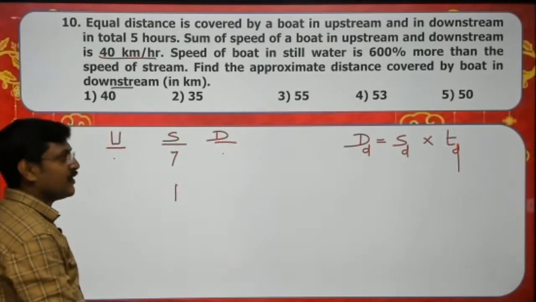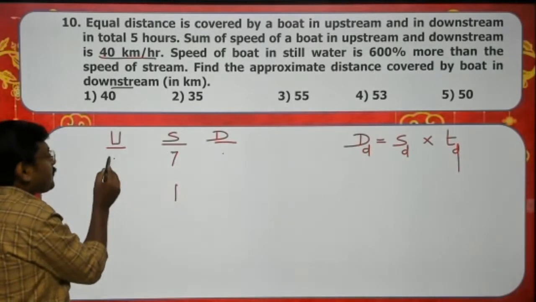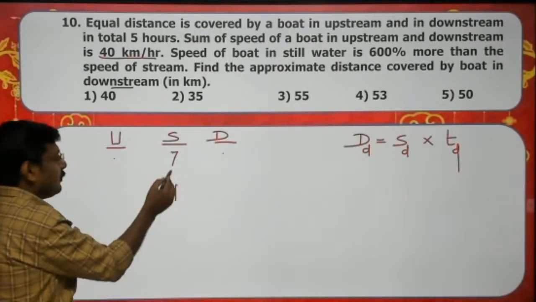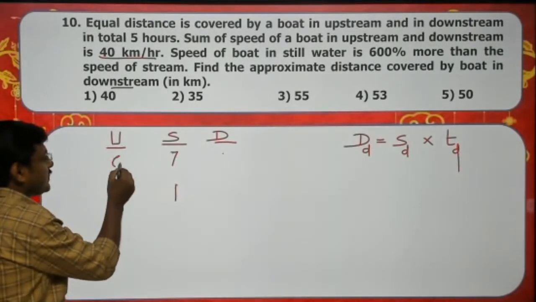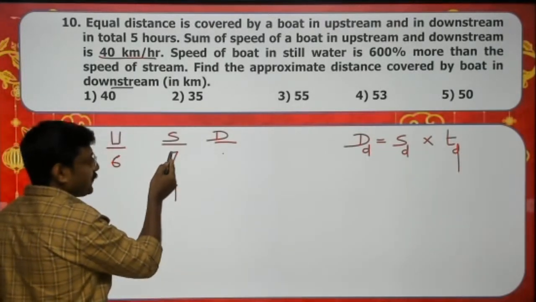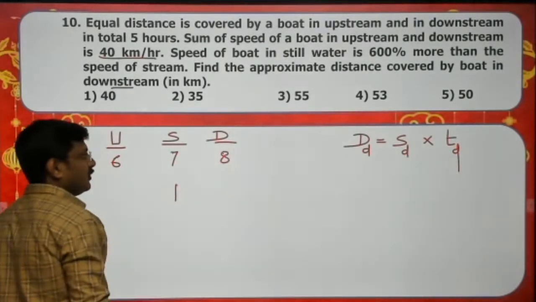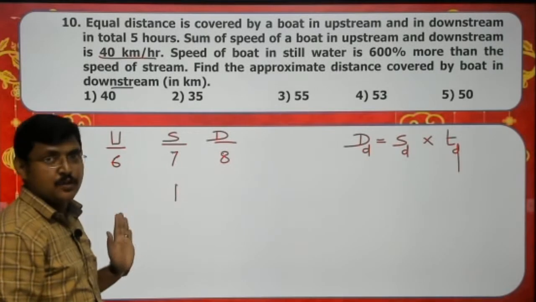If that is a condition, we know that upstream speed plus, if we are considering ratio, upstream speed plus speed of the stream will be the speed of the boat, right? So this will be 6, because 6 plus 1 is 7. Similarly, speed of the boat plus speed of the stream will be the downstream speed, that will be 8 in terms of ratio. Remember that.